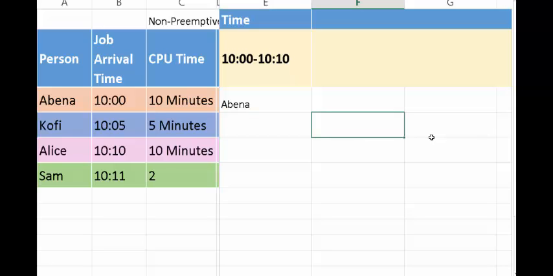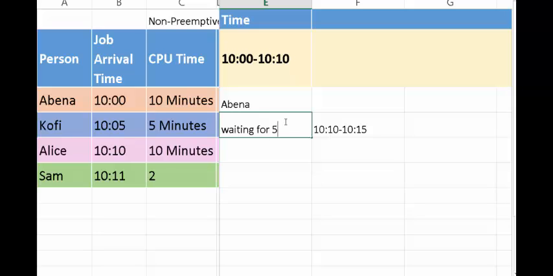That means Kofi would start his work from 10:10 up until maybe 10:15. Realize there were two choices here. At 10:10, Alice was ready and Kofi was ready. But let's just say Kofi gets to go. So Kofi gets to go from 10:10 to 10:15. That means Kofi has been waiting for 5 minutes.